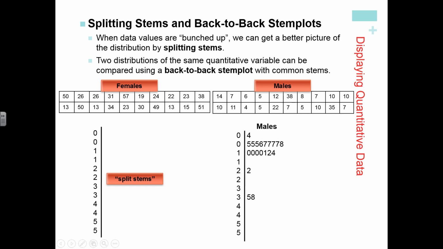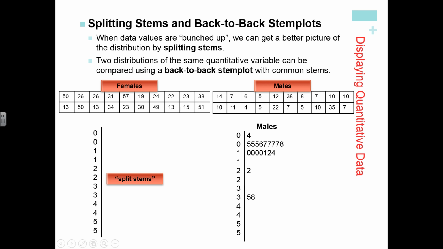So for example, for males, I can do it like this: this male had 4 pairs of shoes, then we had 5, 5, 5, 6, 7, 7, and so on pairs of shoes. We split it up so that we could see the difference between the lower zeros and the higher zeros, if that makes sense. And again, we'll look at more examples of this, and I'll have you create some of these in class when you come in tomorrow.